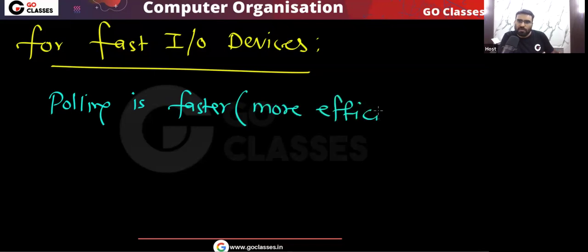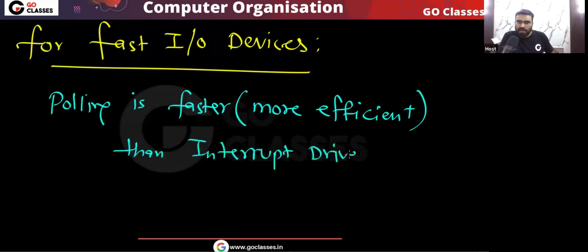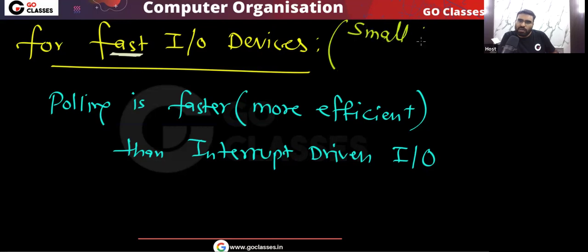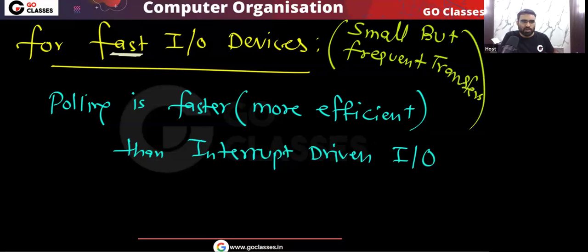More efficient than interrupt driven IO. Okay, is this clear? Please tell me. So when you have fast devices but small data at a time, in this type of situation, small but frequent transfers, frequent fast transfers, polling is actually faster. Can you visualize this? Please tell me.